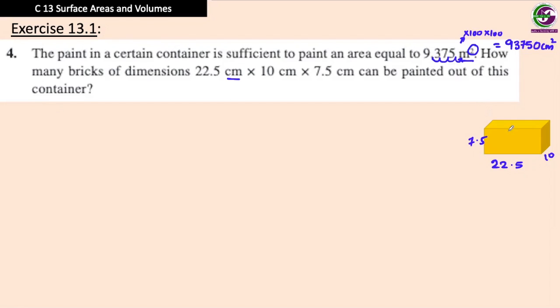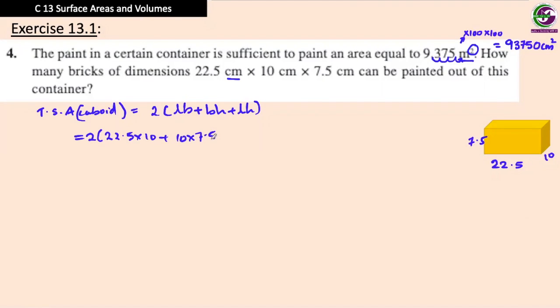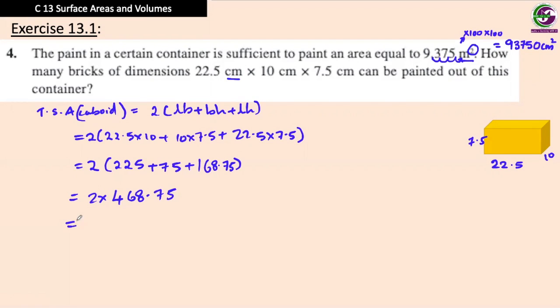Now let us see how many such bricks can be painted. For that, first of all, we need to see what is the total surface area of this cuboid. Surface area of a cuboid is 2 times (LB plus BH plus LH), which is equal to 2 times (22.5 times 10 plus 10 times 7.5 plus 22.5 times 7.5), which is equal to 225 plus 75 plus 168.75, which is 937.5 centimeters square.